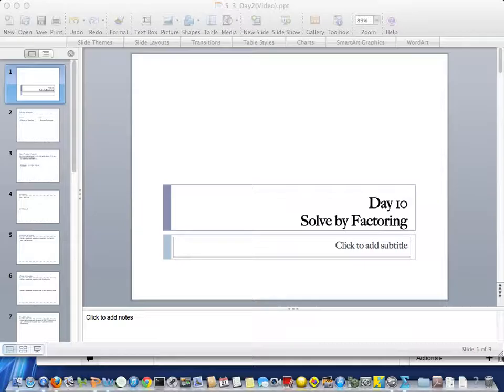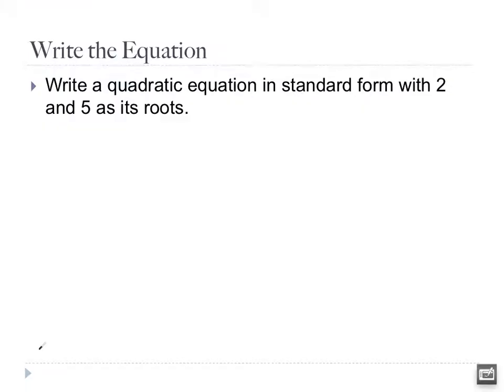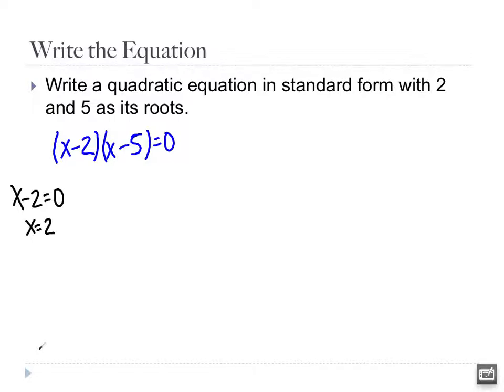So here's the first example. Write a quadratic equation in standard form with 2 and 5 as its roots. That gives us (x - 2)(x - 5) = 0. So let's check. If I set x - 2 equal to 0, I get x = 2 as a root, which is what we were given. If I set x - 5 equal to 0, I get x = 5 as a root, which is what we were given. Now, this right here is not standard form.